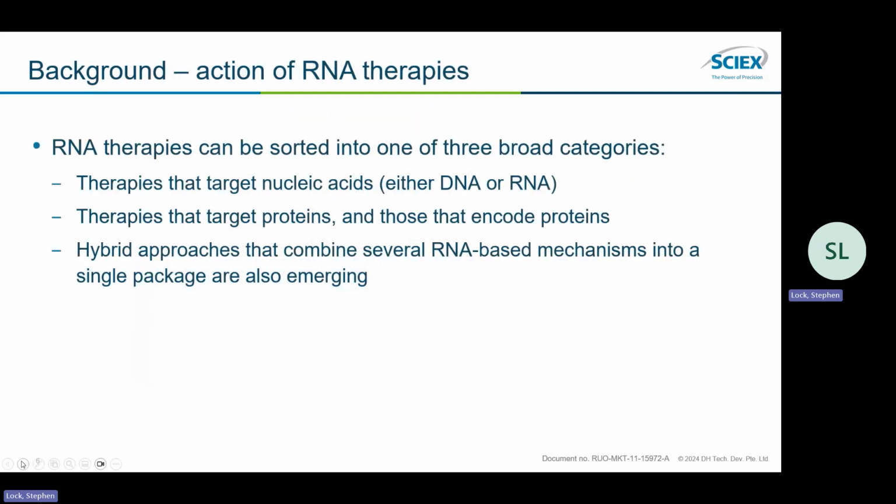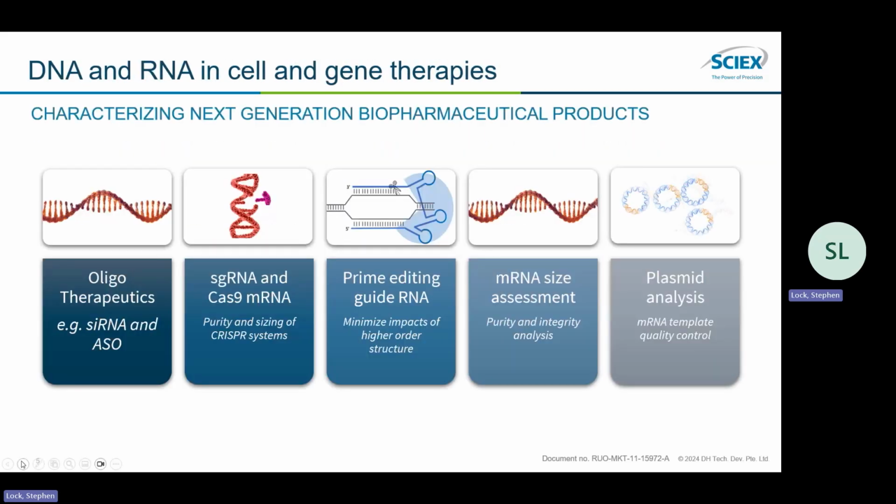Then you can look at the prime editing guide RNA, and then you can move on to mRNA size assessment. This is really for your LNP vaccines, or lipid nanoparticle vaccines. And really, at the end, you're looking at plasmids. Plasmids are used to help produce viral vectors, but can also be used to produce mRNA itself. So this is an area where you can consider these biopharmaceuticals, which use DNA and RNA. And all these areas can involve the use of capillary electrophoresis, or CE.